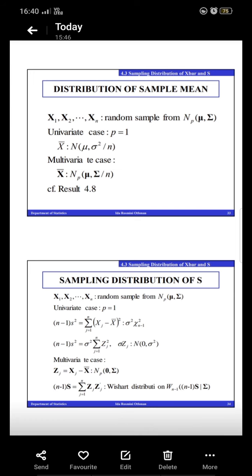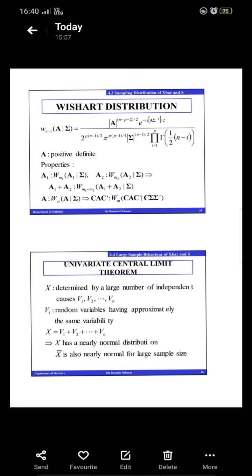For this topic you need to memorize the theorems. After this, make a short note and write down the theorems that you need to memorize. It will help you later. So this is actually the Wishart distribution.